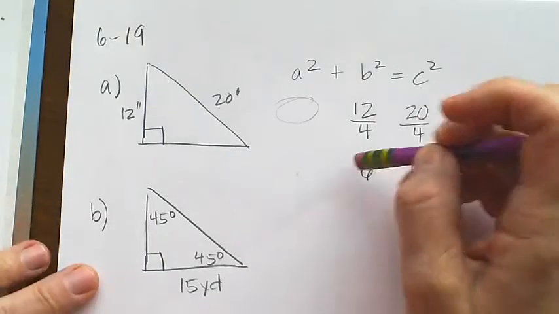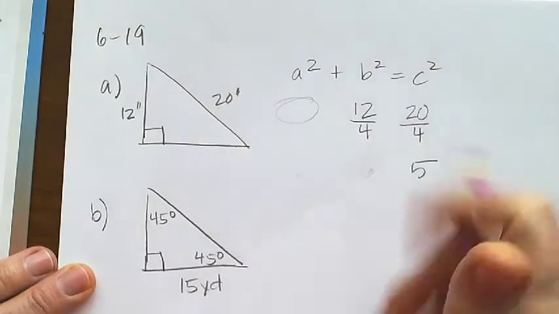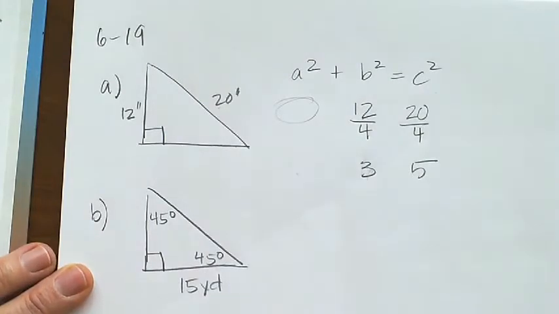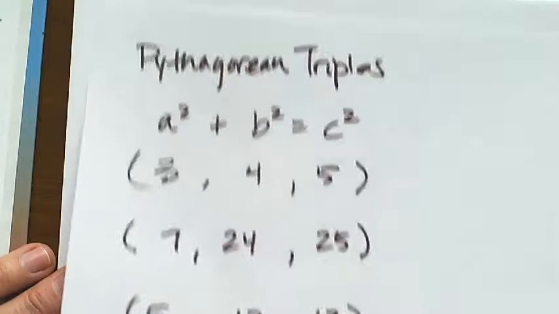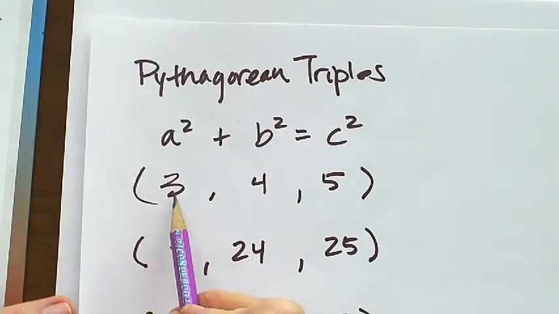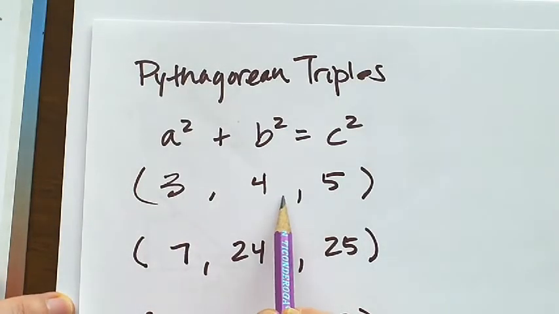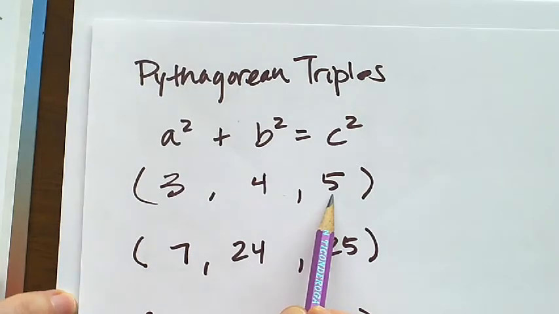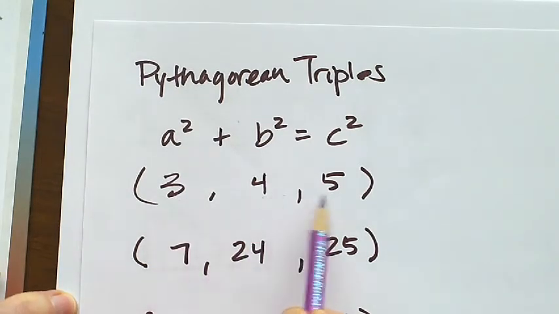Oh, sorry, where did I get 6? I'm like, what is this going on? Okay, so that gives me 3 and 5. So then I'm going to look at my poster and see that I have a triple lengths 3, 4, and 5. So this is just a dilation of a 3, 4, 5 triangle.